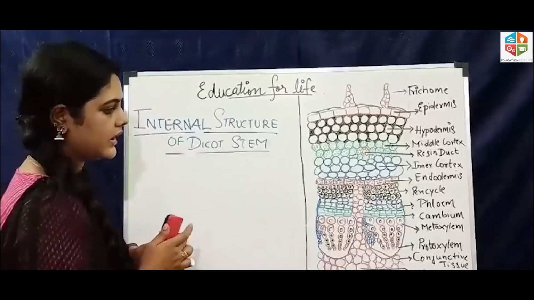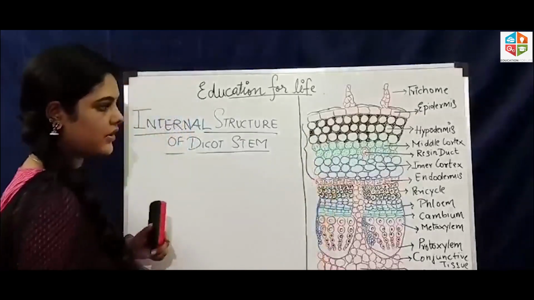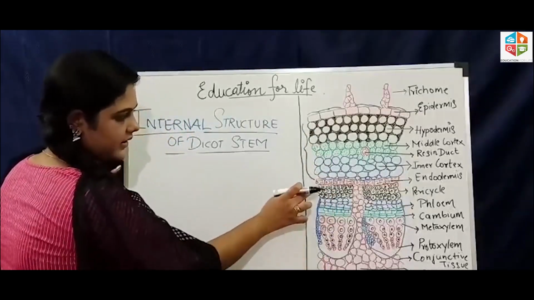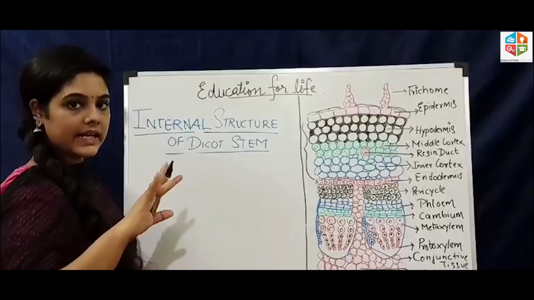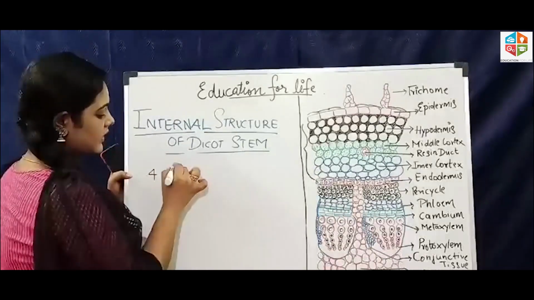Okay. So till here we have seen, till the red portion. After this, all the tissues inside the endodermis collectively are called the stele.